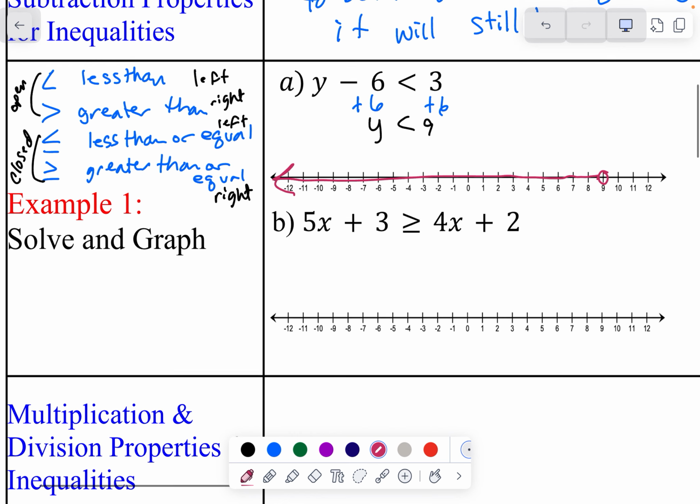Now let's go ahead and do example 1b. Before I jump to example 1b, are we good with example 1a? No problem. Okay, so I'll let everybody catch up. But the main thing to remember is if you add or subtract anything on both sides of your inequality, it doesn't hurt anything, doesn't change anything, just keep going with that problem and rewrite it.